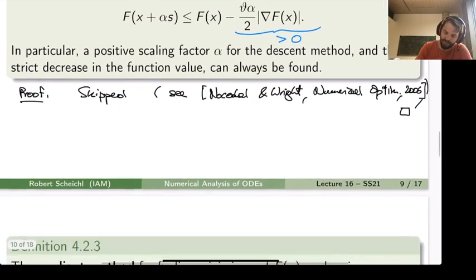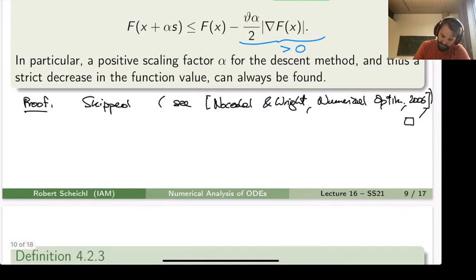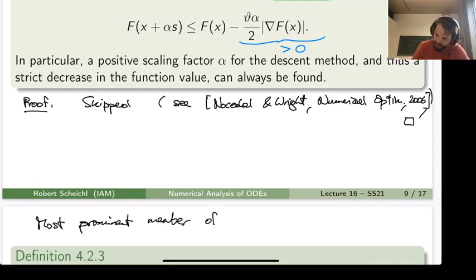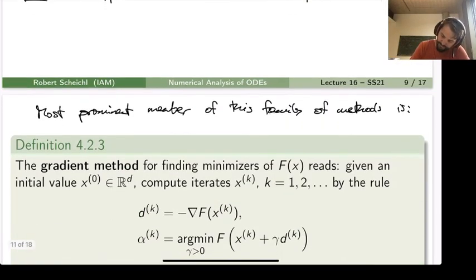So the most prominent member of this family of methods is the so-called gradient method, or steepest descent method.